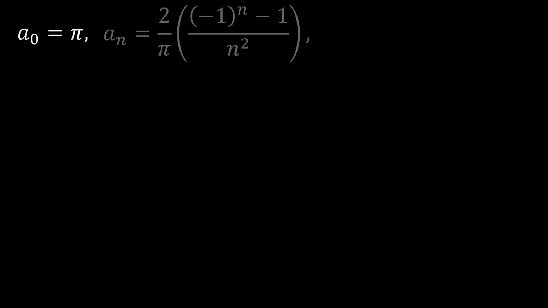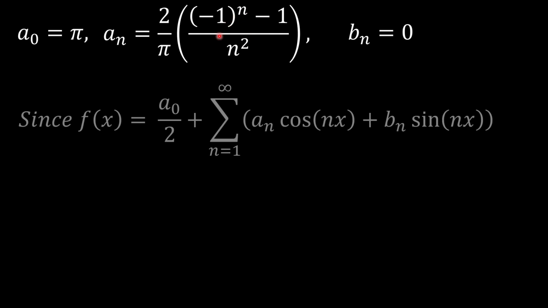And so what does that mean? That a naught is pi, an is 2 over pi, negative 1 to the power n minus 1, over n squared, and then bn equals 0. So what this means is that when n is even, this entire expression becomes 0, and that means that we can now focus on only the odd terms.